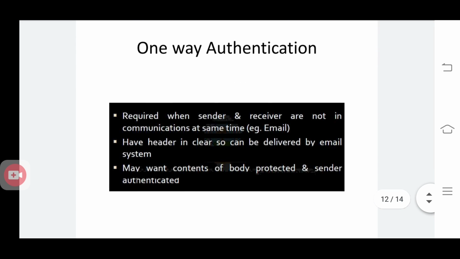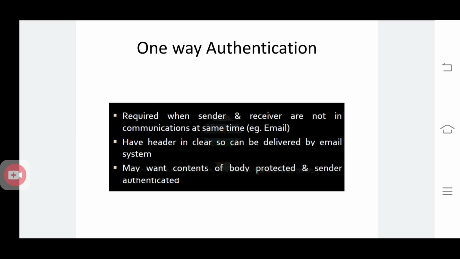Next is one-way authentication. Here, we use this one-way authentication when the sender and receiver are not in the communication at the same time. Like an email, you are sending a mail, but there is no chance for the receiver to be online at the same time. So for that purpose, we are using this one-way authentication. Here, one direction is authenticated at a time.